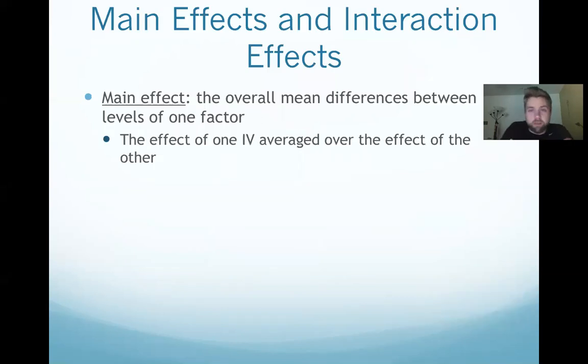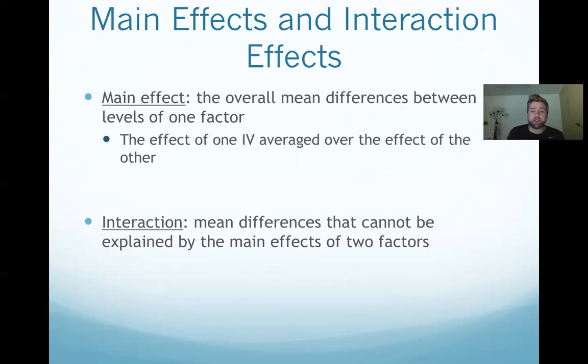So this gets into what we call main effects and interaction effects. So main effect is the overall mean differences between levels of one factor. So in an example where we have males and females and low and high motivation, the main effect is the effect of one IV averaged over the effect of the other. So essentially, this would be if we ignored motivation, what is the effect of being male versus female on test score? Or vice versa, if we ignored gender, what is the effect of having low or high motivation on test score? So that's why it's a main effect, because it's just the main effect of the one factor, regardless of what's going on in the other factor.